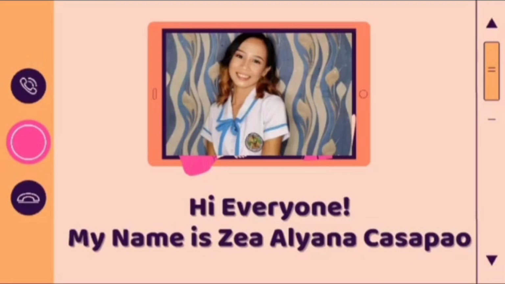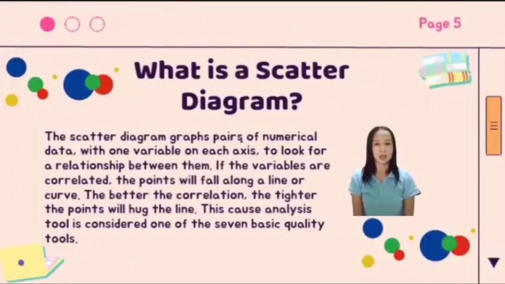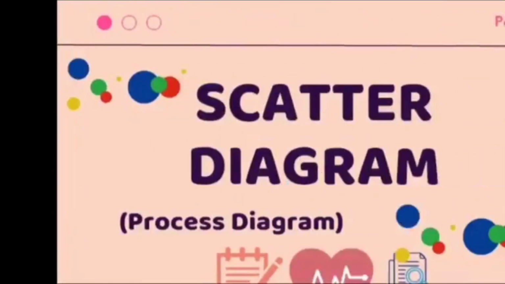I have chosen the topic about the scatter diagram. What is a scatter diagram? The scatter diagram graphs pairs of numerical data with one variable on each axis to look for a relationship between them. If the variables are correlated, the points will fall along a line or curve. The better the correlation, the tighter the points will hug the line. This cost analysis tool is considered one of the 7 basic quality tools.